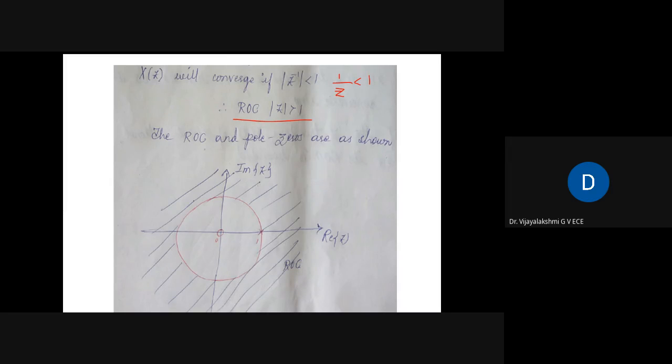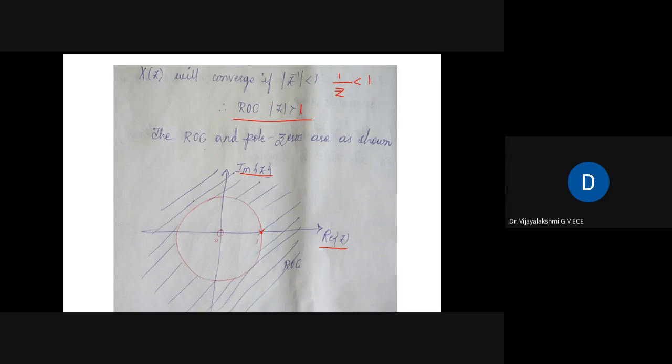So let us plot it. How do I plot? I'll draw the z plane here. In the z plane I have two axes. This is the real axis, the real part of z, and this is the imaginary axis, the imaginary part of z. As I told in the first property, it will consist of a ring. Now you have to draw a ring of this radius, magnitude of z equal to 1. So we are drawing a ring of radius 1.